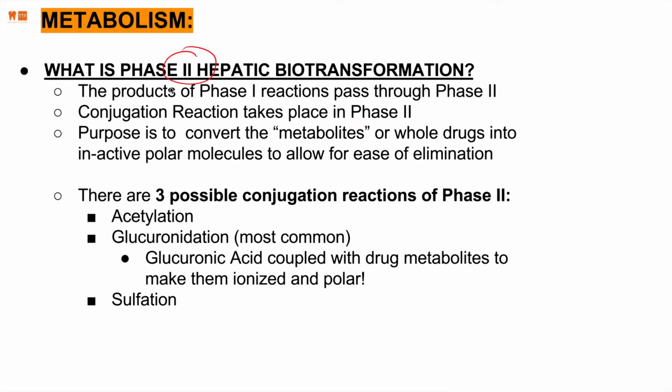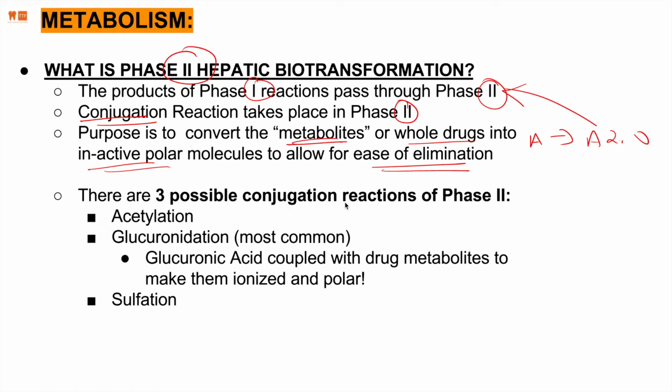Moving on to phase 2 hepatic biotransformation. The products of phase 1 will pass through phase 2. This will come across conjugation reactions that will take place in the second phase. The purpose of this phase is to convert the metabolites, or a whole drug, into inactive polar molecules and allow for ease of elimination. Remember some drugs that went from active to active 2.0? Well, they have to enter phase 2, the metabolites, and then become inactive.